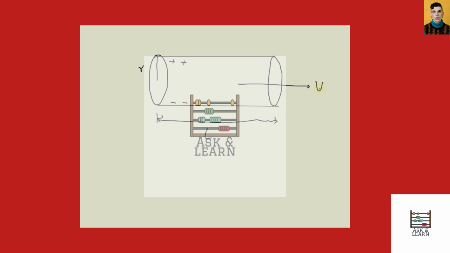If there are n ions per unit volume, so over here n is the number of ions per unit volume, and each ion has a charge q, so we can determine the pressure felt by the walls. So we have to determine the force that is exerted on the walls of the cylinder.